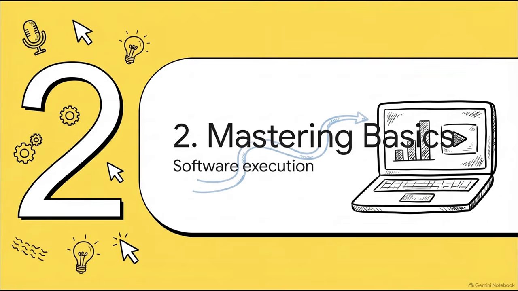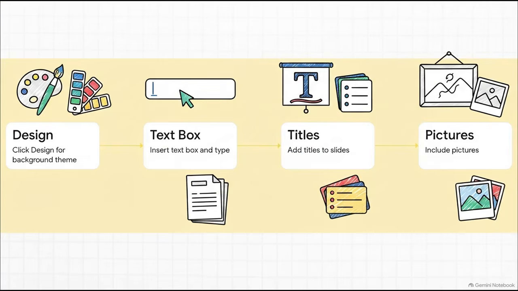Moving right along to Section 2, Mastering the Basics. Okay, now that we have our story-driven philosophy locked in, it's time to roll up our sleeves. Building your visual canvas really boils down to 4 super essential steps. Step 1 is selecting a background theme from the Design tab. Step 2 is adding a text box so you can actually type your content. Step 3 is making sure you add clear titles to your slides to guide the reader. And Step 4 is including pictures to keep things visually engaging. It really is that straightforward to get moving.